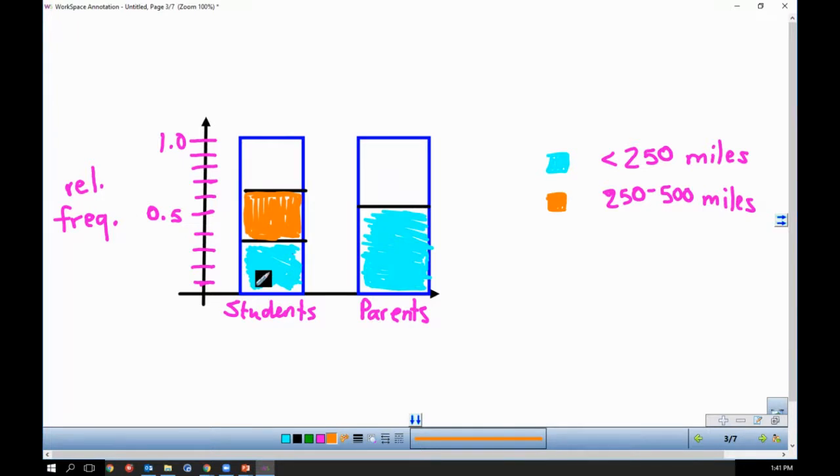And then I'll take the same approach for the parents. I'll add 0.53 and 0.30. Going to give you 0.83. I'll go up there, and that's about where my line will be up there. And I'll color that in.